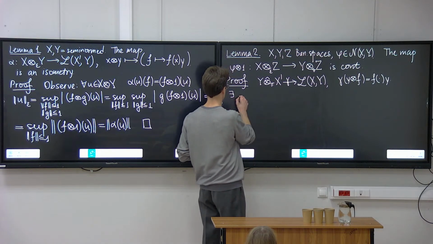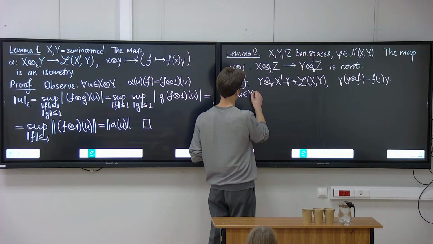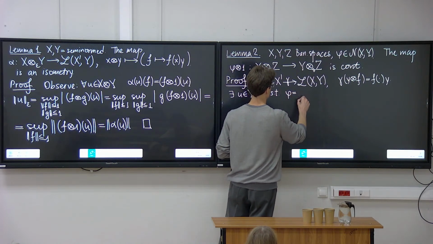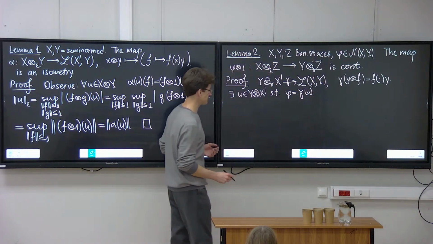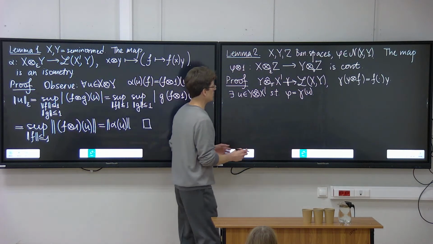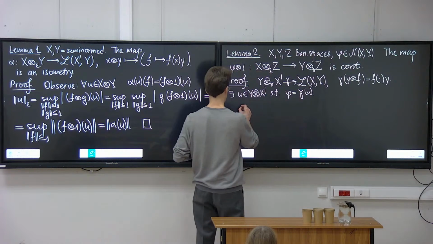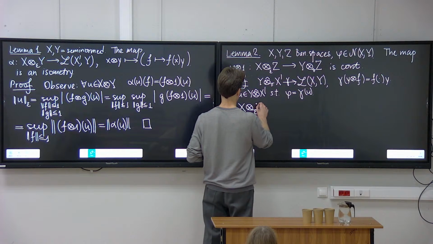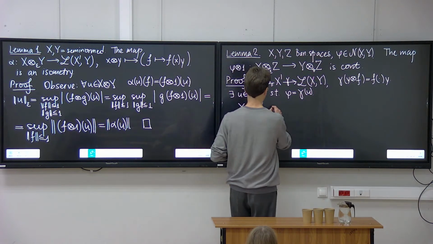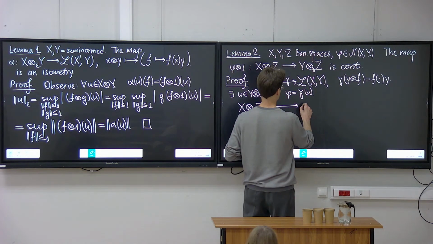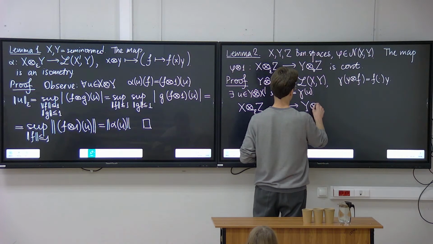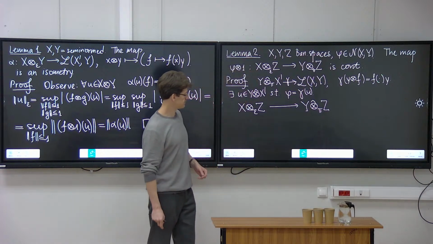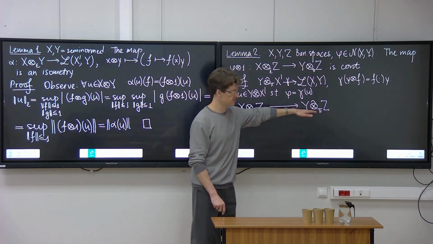So there exists an element u in the tensor product such that phi is gamma of u. And now we look at our map. We want to prove that this map is continuous. To prove the continuity of this map, we do the following trick. First we replace the projective tensor product by the completed projective tensor product, and we want to prove that this one is continuous.